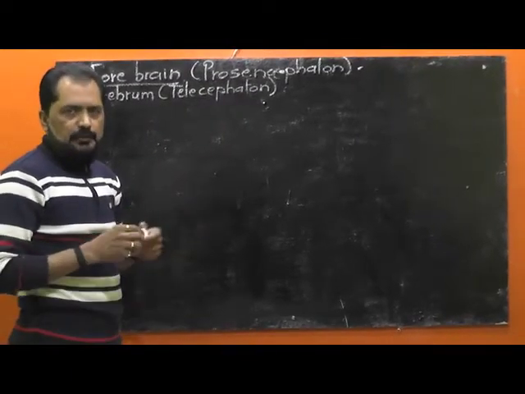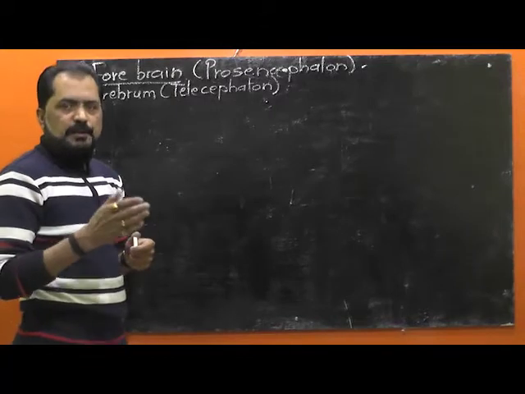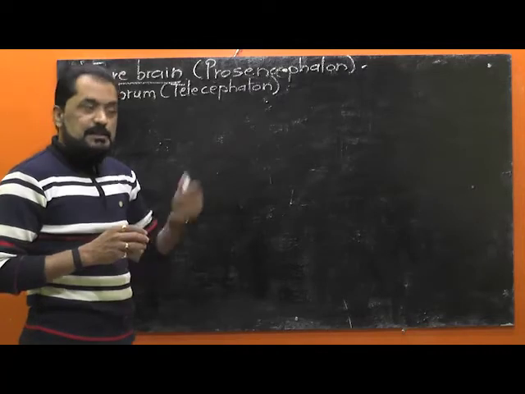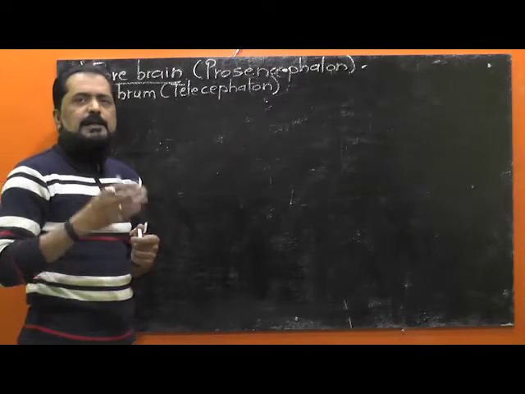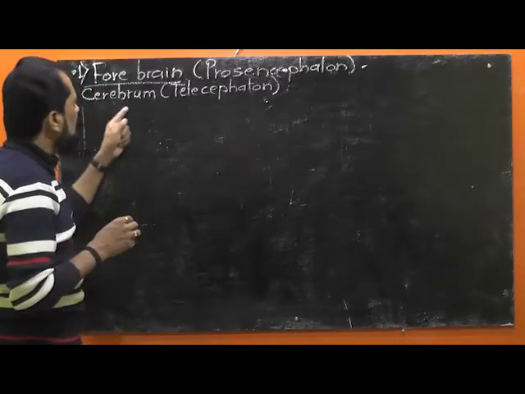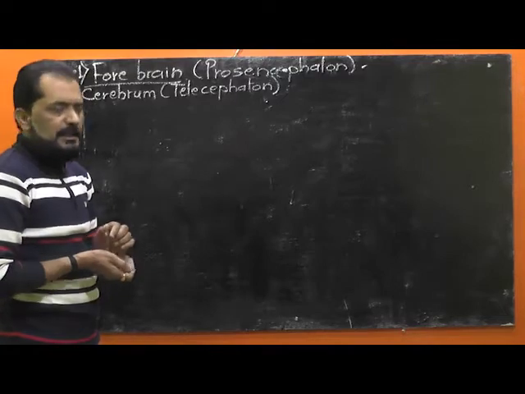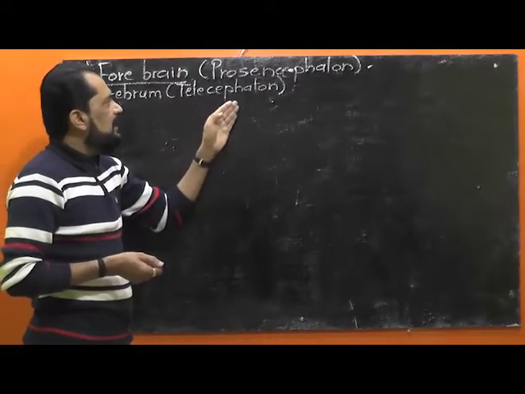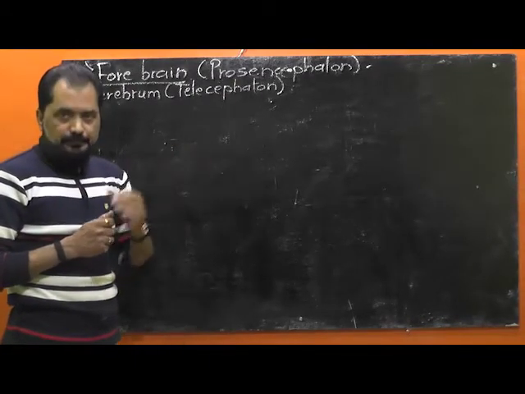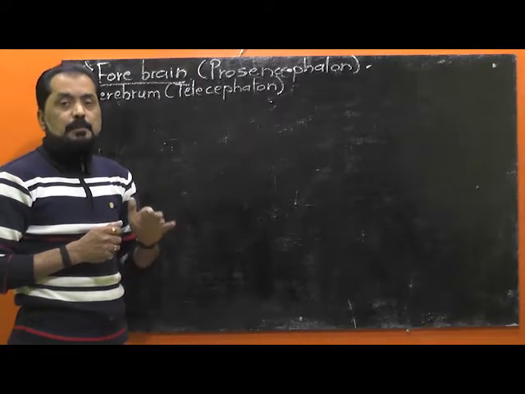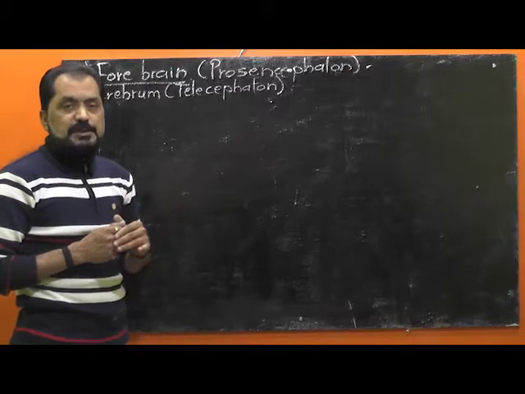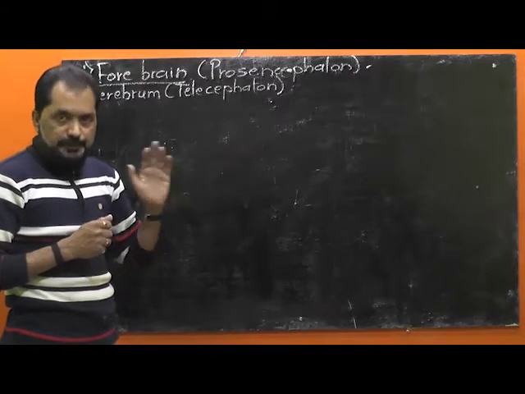I told you just now that the forebrain is further divisible into three parts: olfactory lobes (rhinencephalon), cerebrum (telencephalon), and diencephalon. Here, first of all, we are going to talk about the cerebrum. Cerebrum in Latin is also known as telencephalon. The cerebrum is called the greater brain because it is the largest part of the brain and contributes about 80 to 85% of total brain weight.